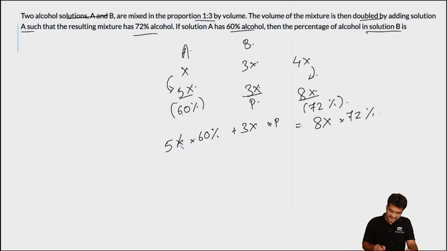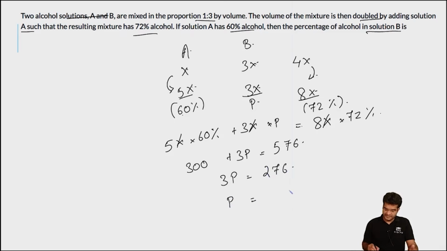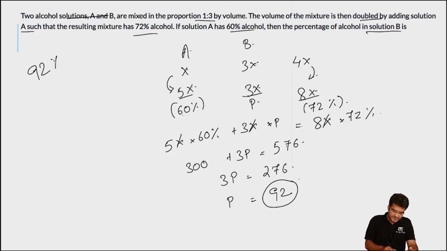If you're trying to simplify, we can cancel x on both the left hand side and the right hand side. So 5 into 60 is 300. Notice that we are ignoring percentage, so we'll get a number for P, which we'll add percentage to it. So 300 plus 3P is equal to 8 into 72. The value of 8 into 72 is equal to 576, so the value of 3P is equal to 576 minus 300, which is equal to 276, or the value of P is equal to 276 divided by 3, which is equal to 92. So the percentage of alcohol in solution B is 92%.